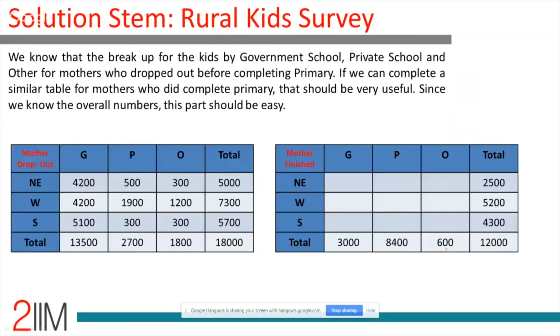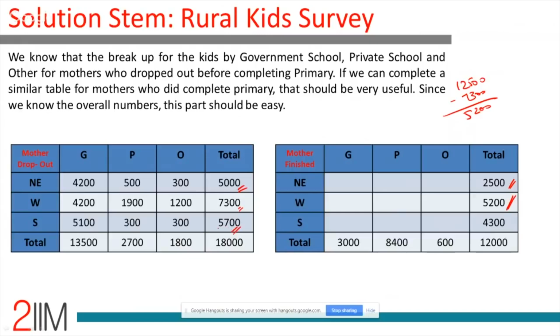Therefore, we can draw this. 7,500 students totally in Northeast. 5,000 have mothers who have dropped out. Remaining 2,500 mothers who have not dropped. 7,300 out of 12,500. So 12,500 mothers totally, of which 7,300 goes off. So we will have 5,200 remaining here.